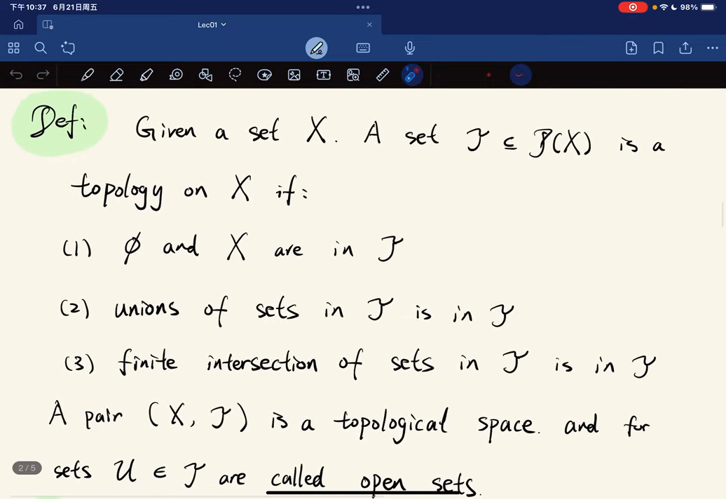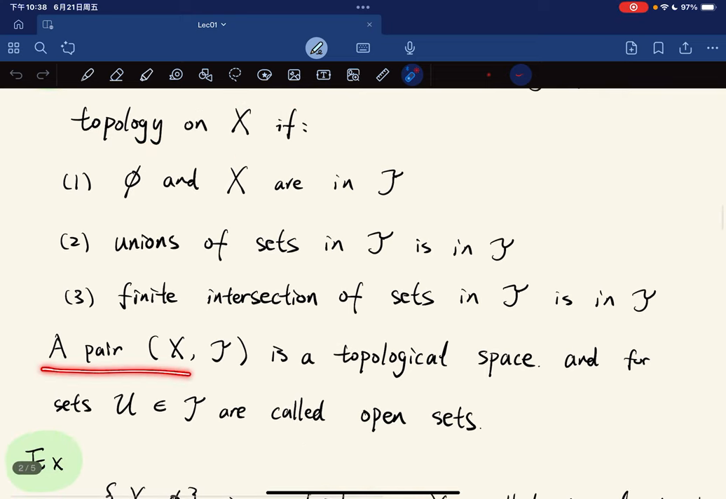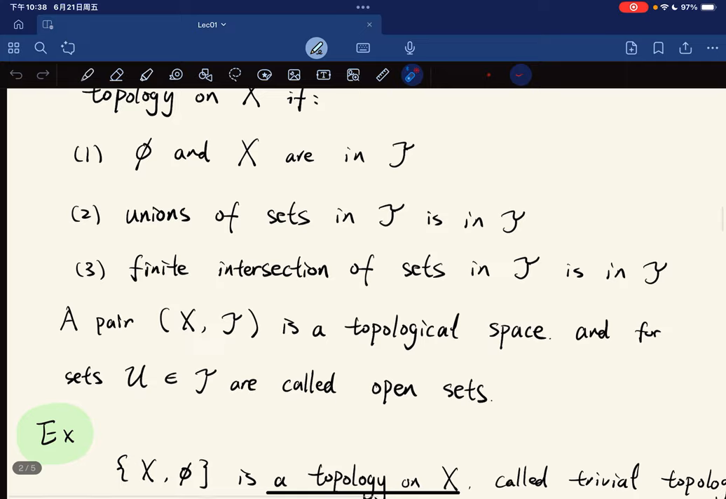Basically, if you fix a set X and a collection T of subsets of X, so T is a subset of the power set of X, and the power set of X is the set of all subsets of X. Then this collection is a topology on X if the empty set and the entire set X are in T, and it is closed under arbitrary union and also closed under finite intersection. So these three simple axioms give rise to the notion of topology on a given set X. Notationally, a pair (X, T) is a topological space, and the sets in the topology we call the open sets.